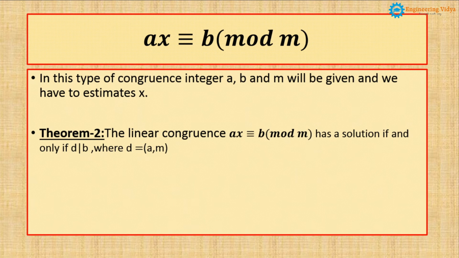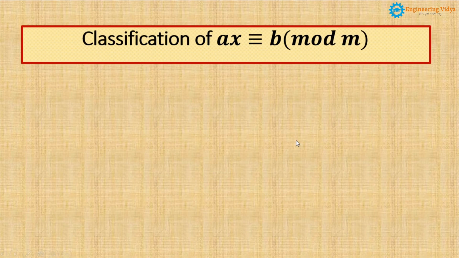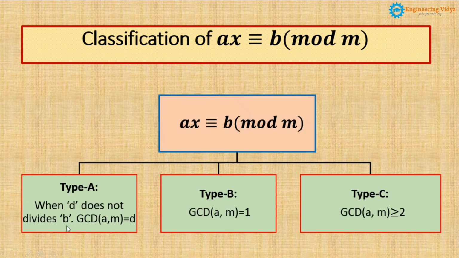Now after that we'll see how the solutions of the linear congruence ax ≡ b mod m are classified. On the basis of the nature of the congruence, 3 types of problems are classified: type A, type B and type C, where type B and type C will be based on the GCD.